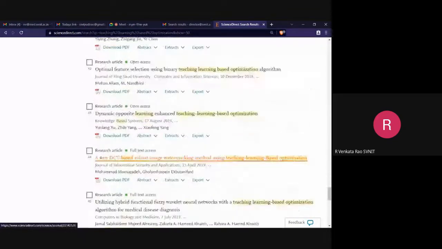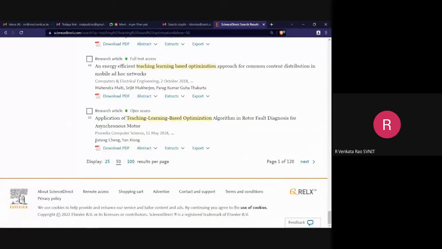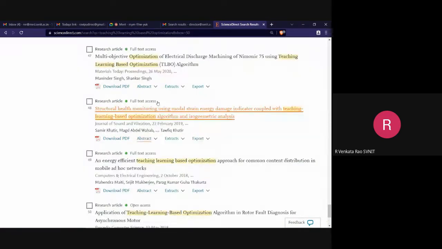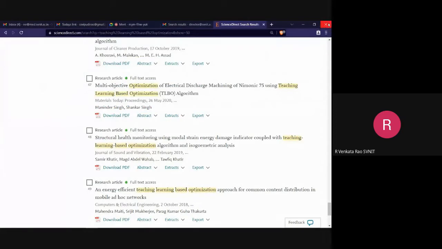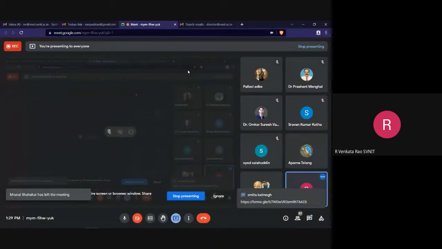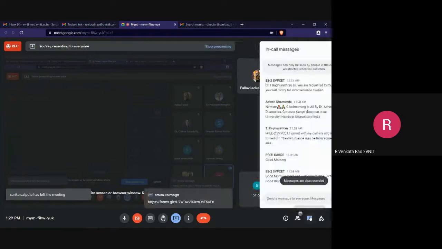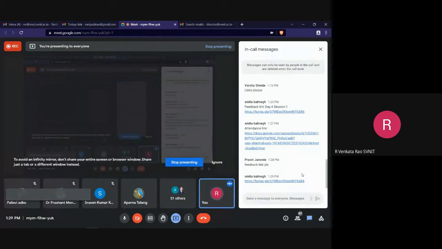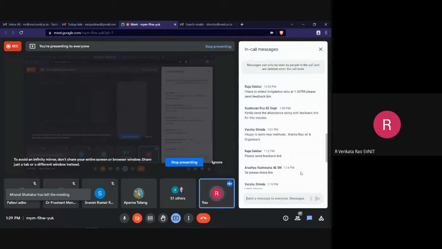Overall, let us understand this. Application, last paper, if you see, application of TLBO in rotor fault diagnosis for asynchronous motor. And the 49th paper, if you see, energy efficient TLBO approach for common content distribution in mobile ad hoc networks. So many papers are there. I can say so far, using this TLBO algorithm, you believe it or not, thousands of research papers have been published, and one of the estimates is more than 12,000. More than 12,000 research papers have been published using this TLBO algorithm.